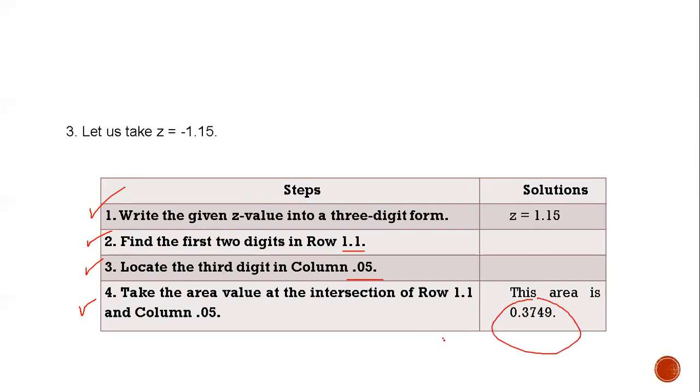0.3749. O pwede natin siyang gawing percentage. We have 37.49%. Okay? So, ganun lang yung lesson 3 natin for chapter 2. I hope it's clear, no? It's basically more on identifying the area or the region using the Z table with the guide of our normal curve.